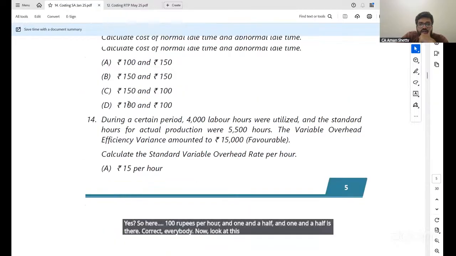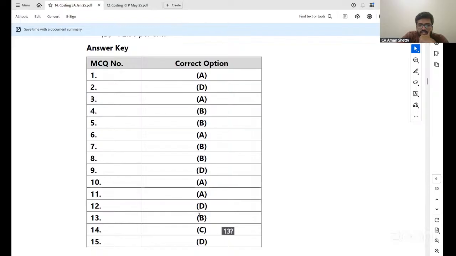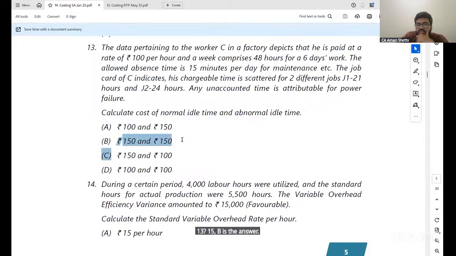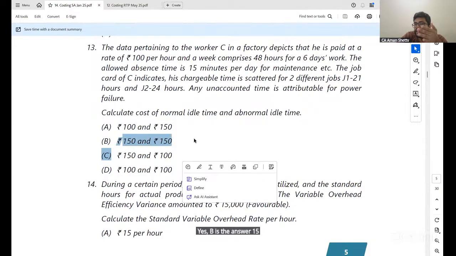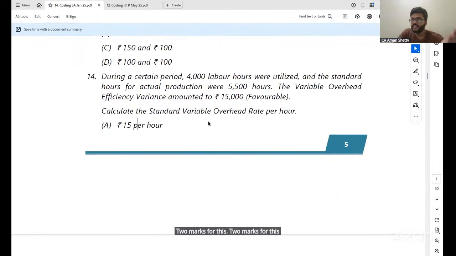That is question number 13. B is the answer: 150, that is 1.5 into 100. Simple, 2 marks for this. Just look at it. The only thing that will make you go wrong is nervousness. The question paper is easy.